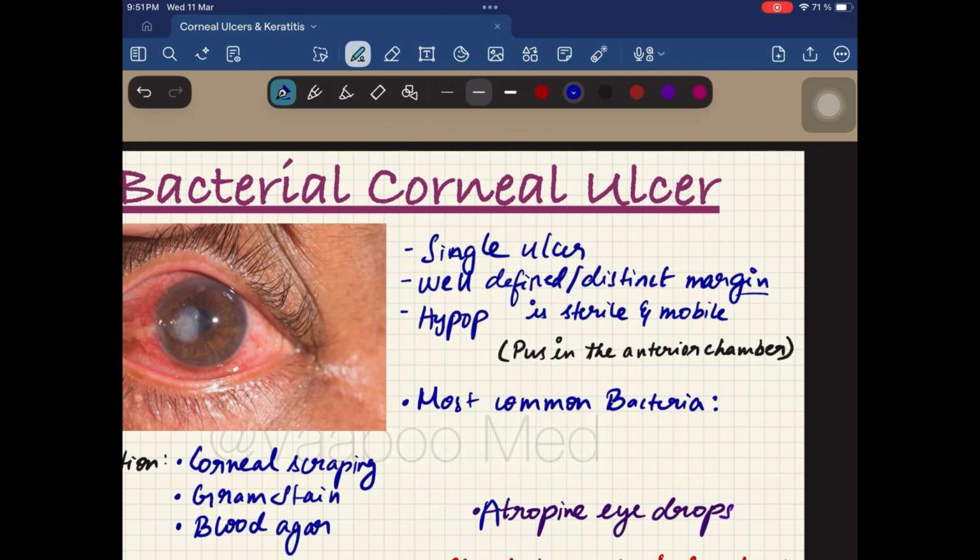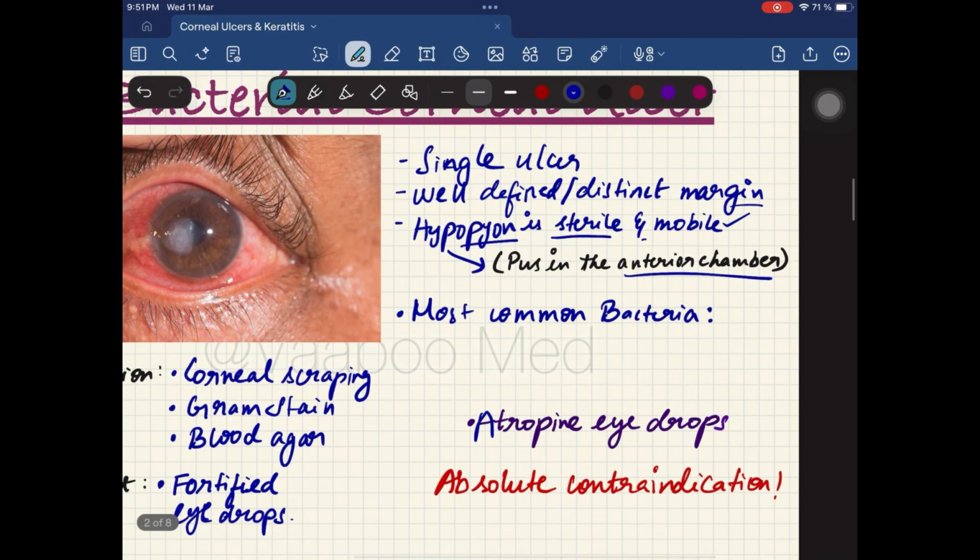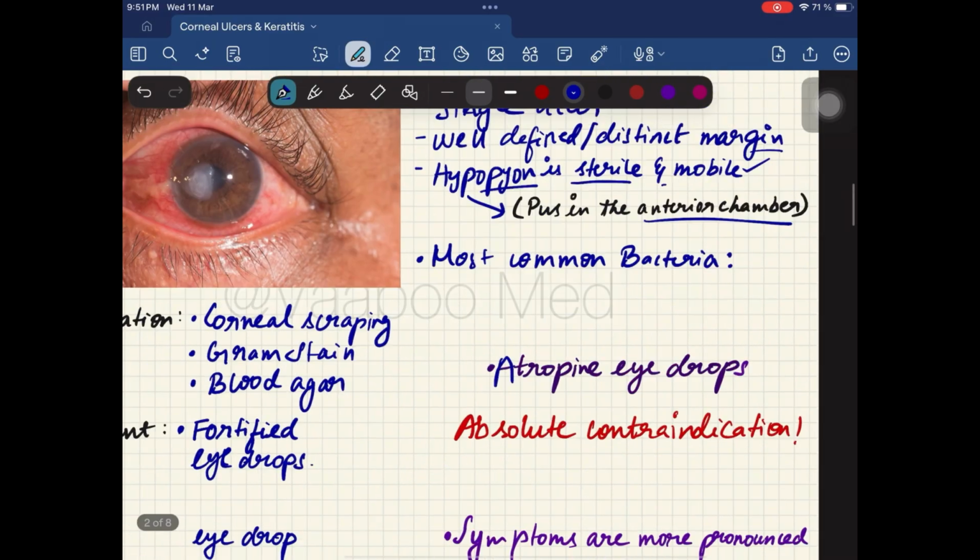What do you mean by hypopyon? Pyon means pus. Hypopyon means nothing but pus in the anterior chamber. It is sterile and mobile. Sterile and mobile means it is movable. The most common bacteria to cause this kind of eye infection are Staphylococcus.